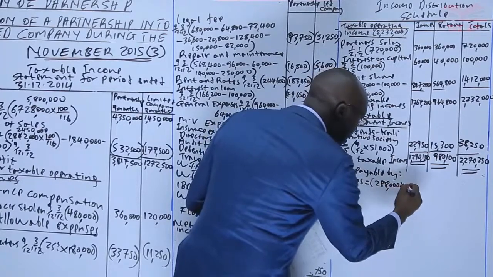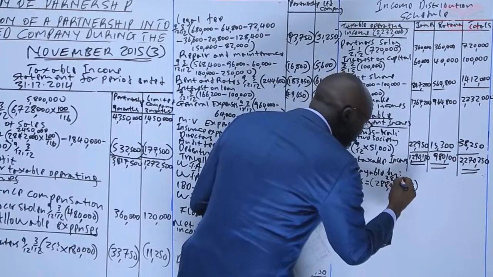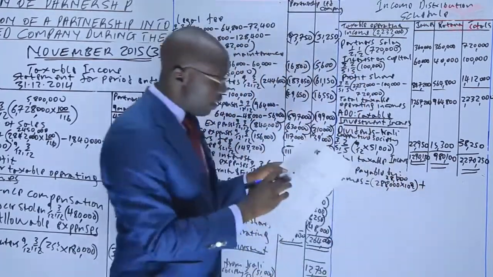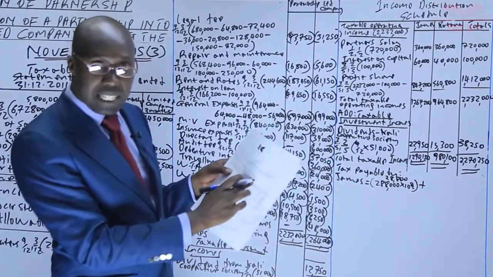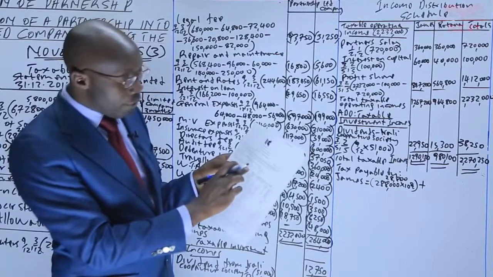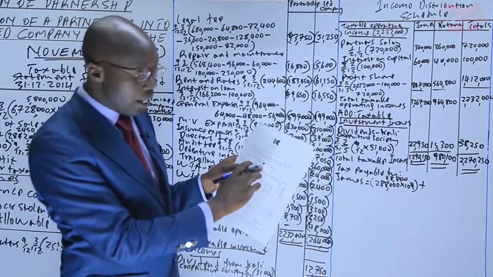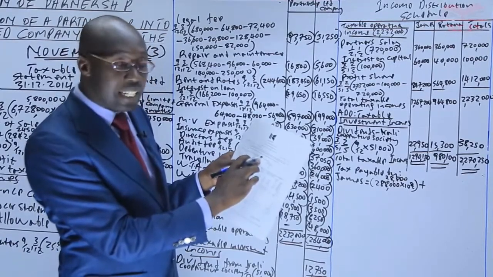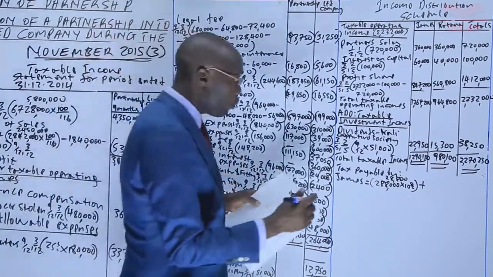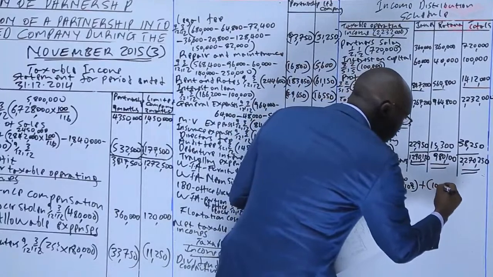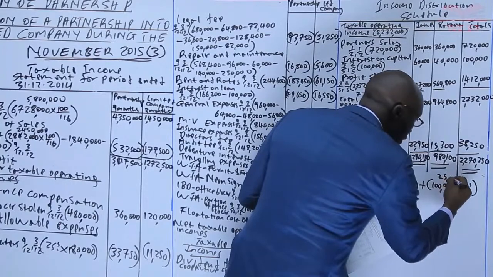So we take 288,000 times 10%. That gives us 28,800. Then we add, between 288,001 to 388,000, 25%. For this one, you get the difference between the last figure in the rate of 25%, which is 388,000, and minus the last figure in the previous rate of 10%, 288,000. The difference is 100,000. So you add 100,000 times 25%. That gives you 25,000.